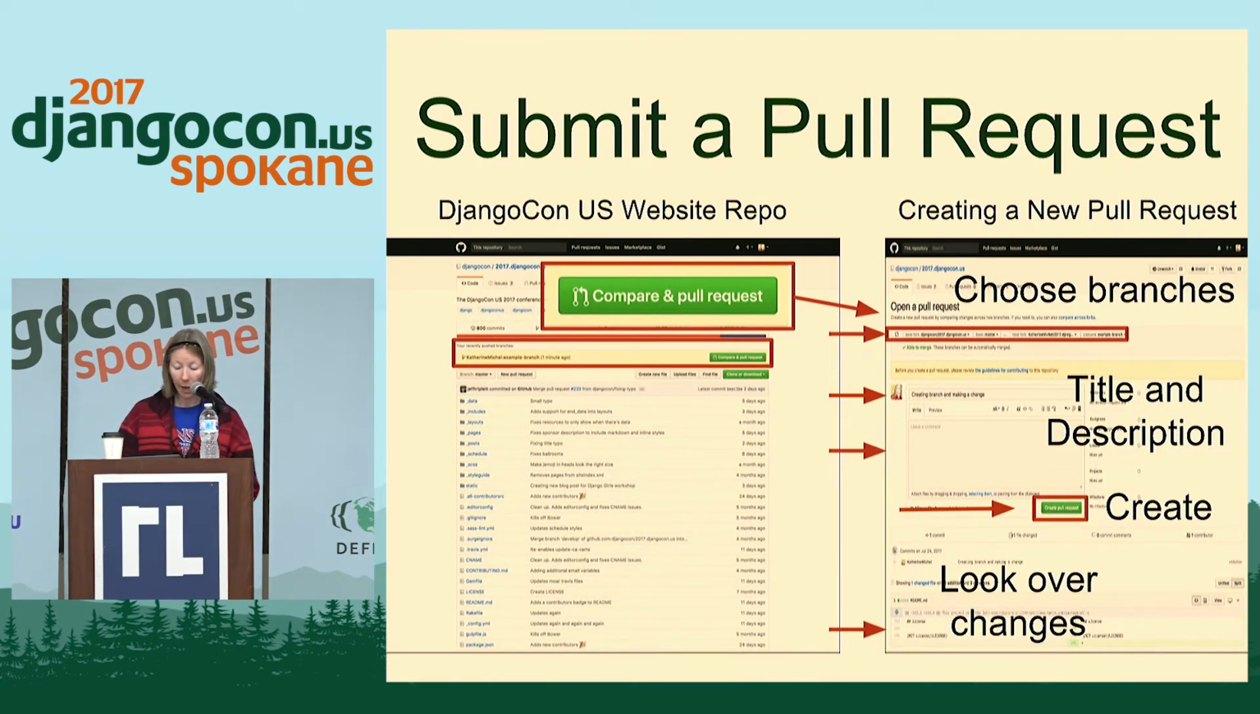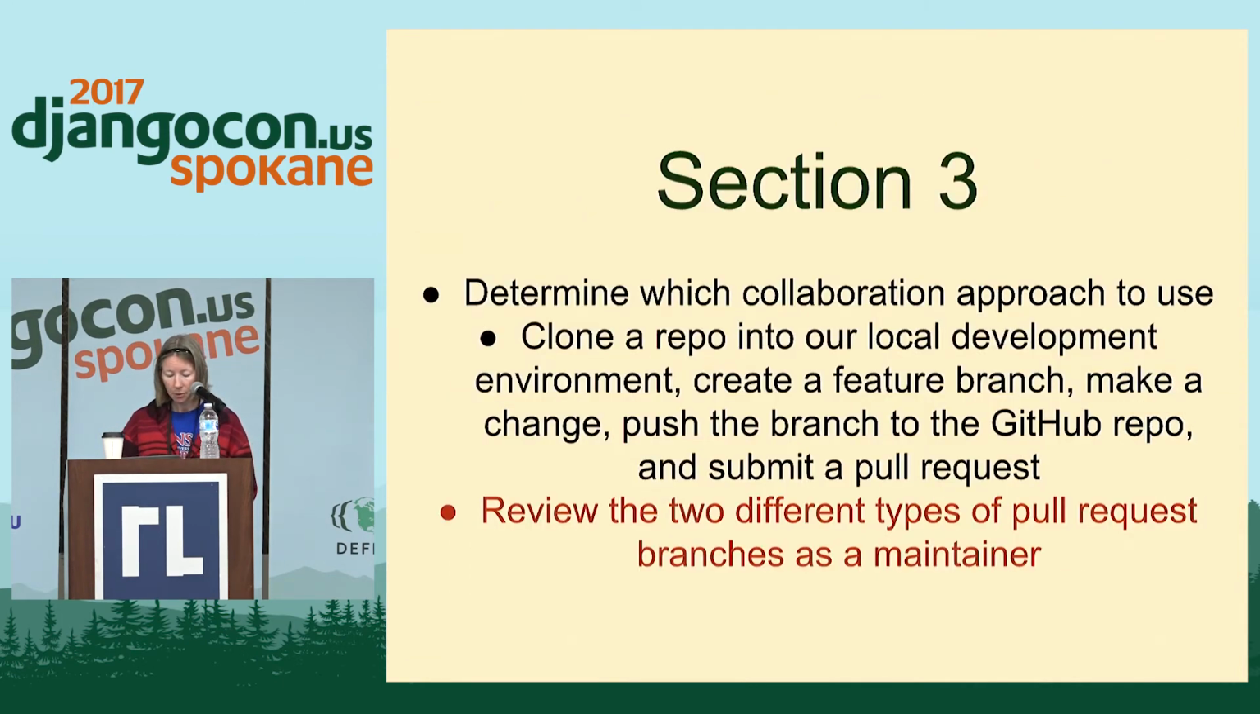and create a title and perhaps a description for the pull request. If your pull request is through a fork, there will be a box checked by default that will give maintainers the ability to edit the pull request. So double check your changes and click pull request, create pull request. So now we're going to review the two different types of pull requests as a DjangoCon US website repo maintainer.